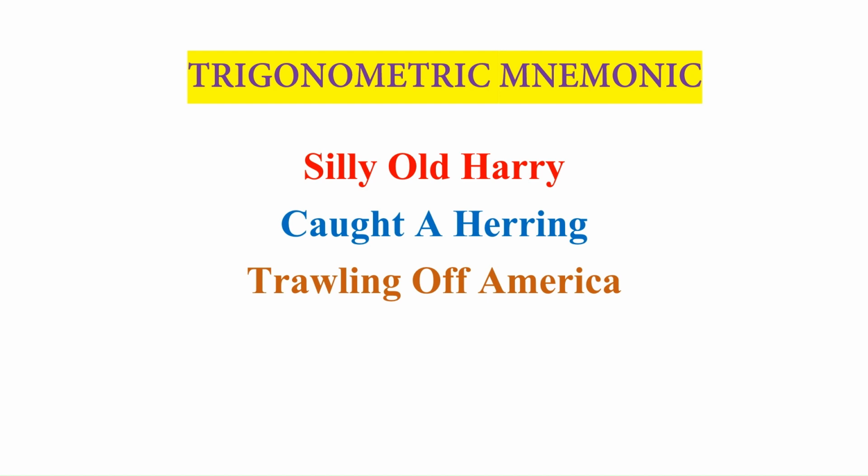And the rest of the three ratios can be obtained from the sine, cos and tan ratios. We have already seen that sine of any angle is equal to 1 by cosecant, cos is equal to 1 by secant, and tan is equal to 1 by cot.